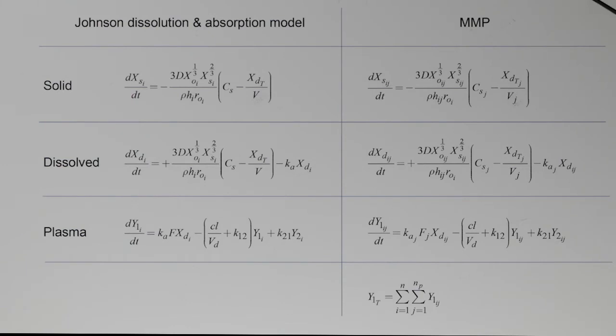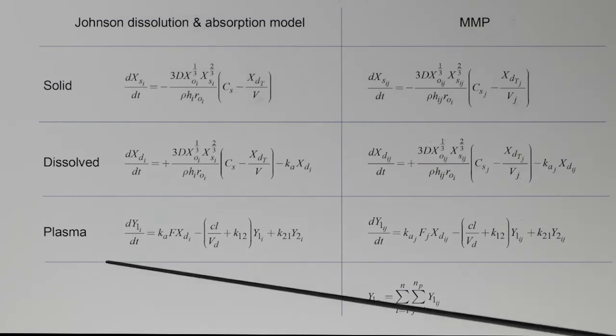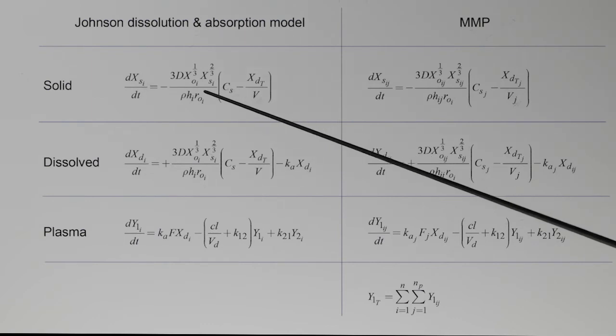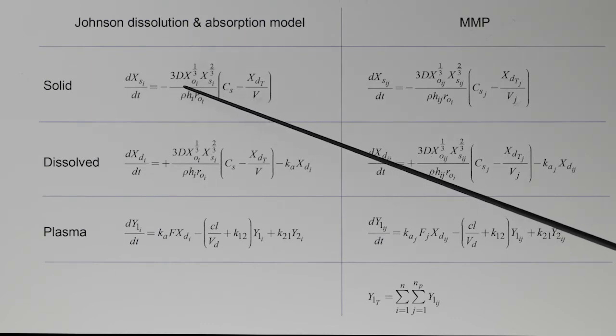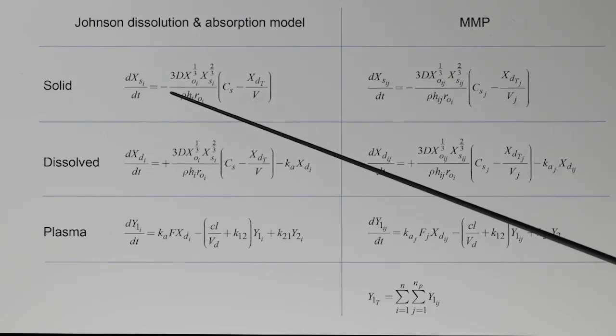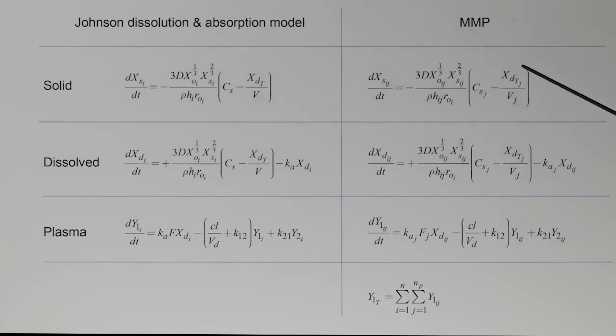Before I show simulations using the multiple moving plug model, I wanted to share with you the system of coupled differential equations that define the model, and they're shown on this side. Now, this model is a natural extension of the well-established Johnson dissolution model shown on this side, and natural in the sense that the form of the differential equations is the same between the two models. And also there are no new parameters or variables when going from one model to the other.